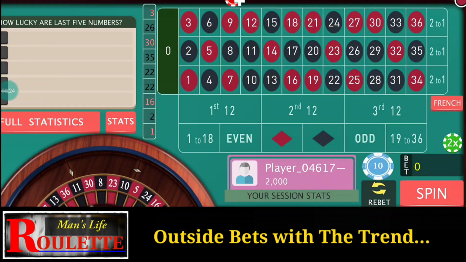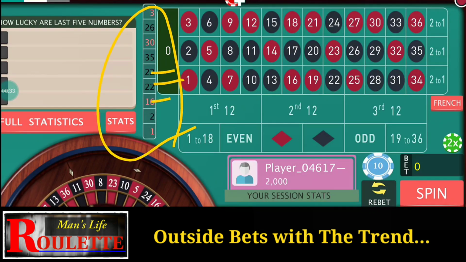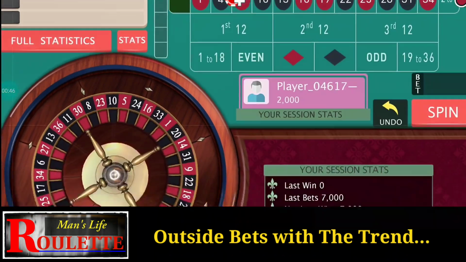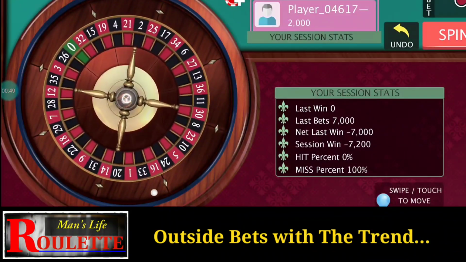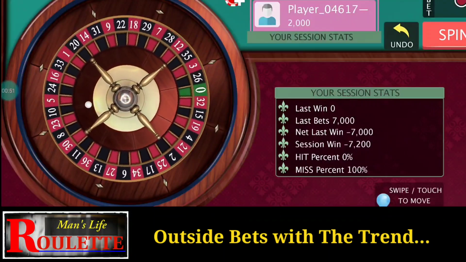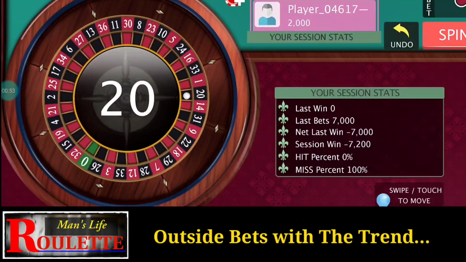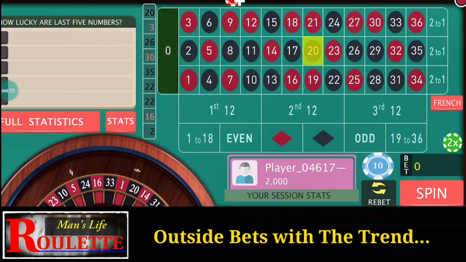So what is the trend and where do we have to put the bets? For this you have to look at this area. Here you can see 22, 22, 16, 2, all of these are even numbers. So you may put bets on even, but we are simply going with the last number. Here the last number is, let me make a spin. So it's 20. The new number you can see is 20.